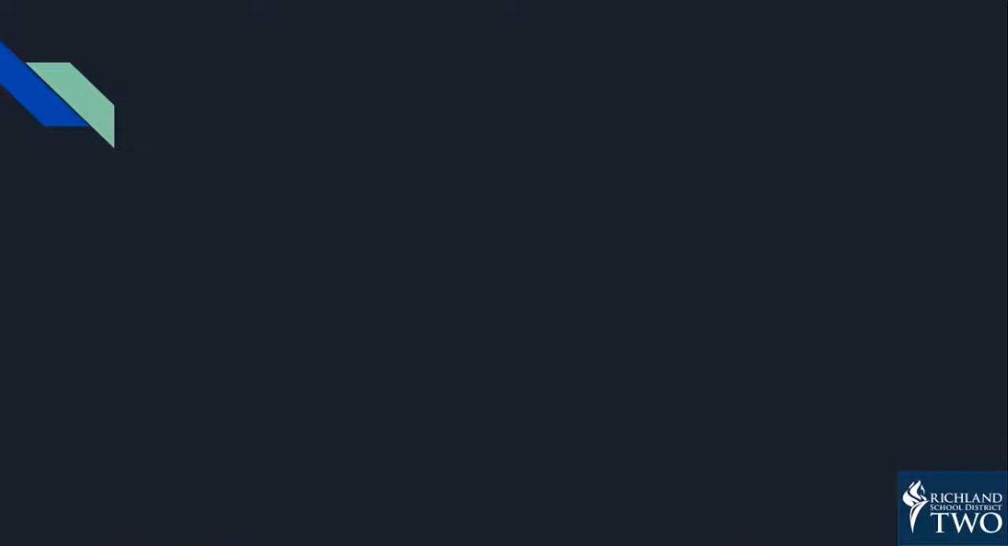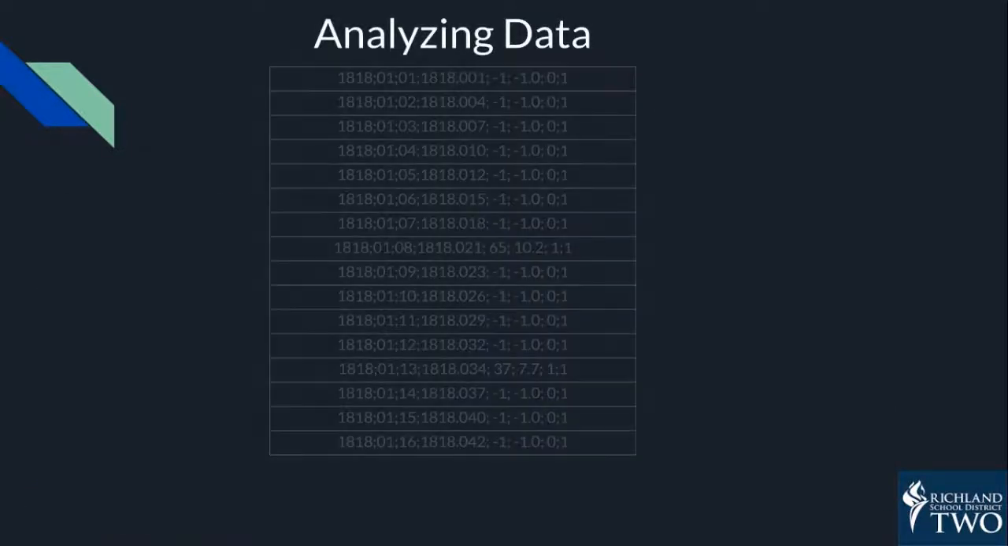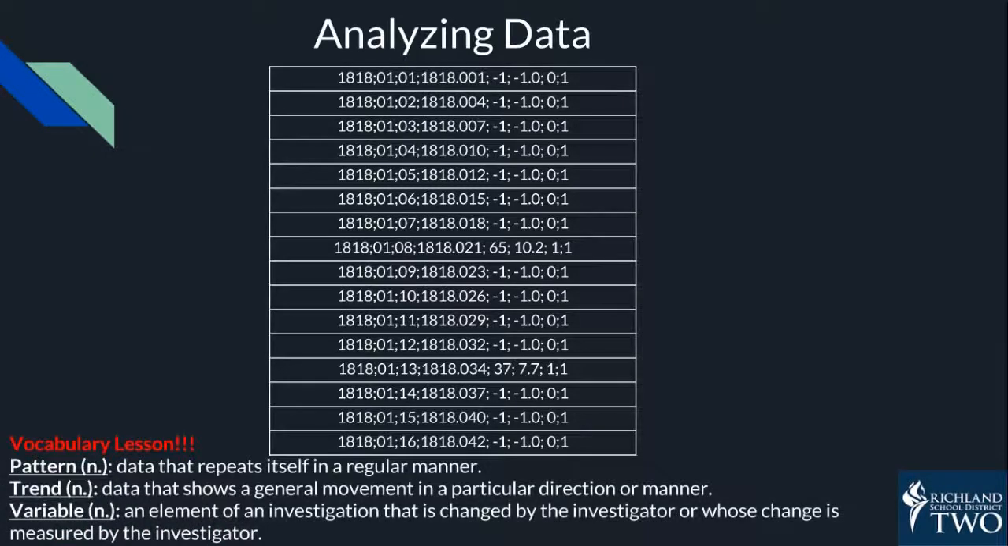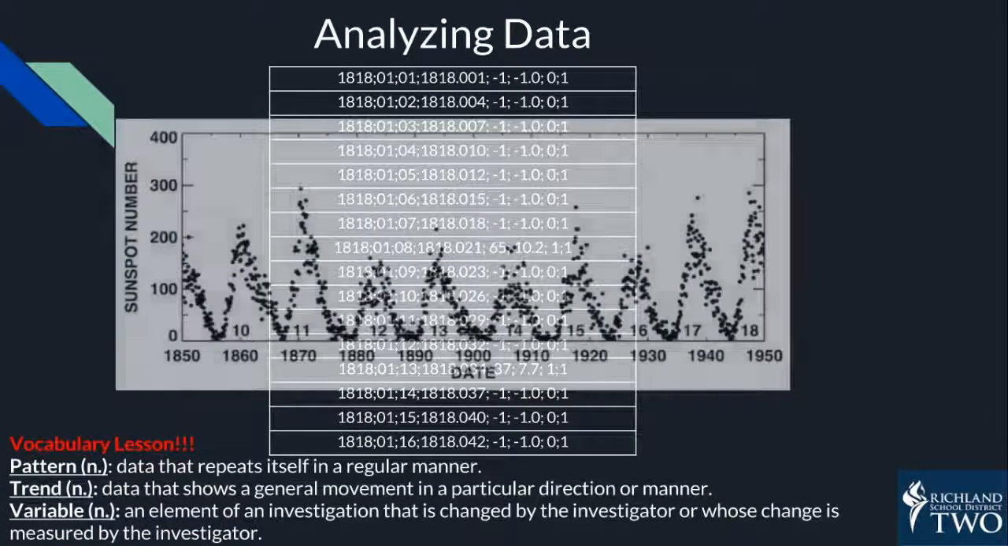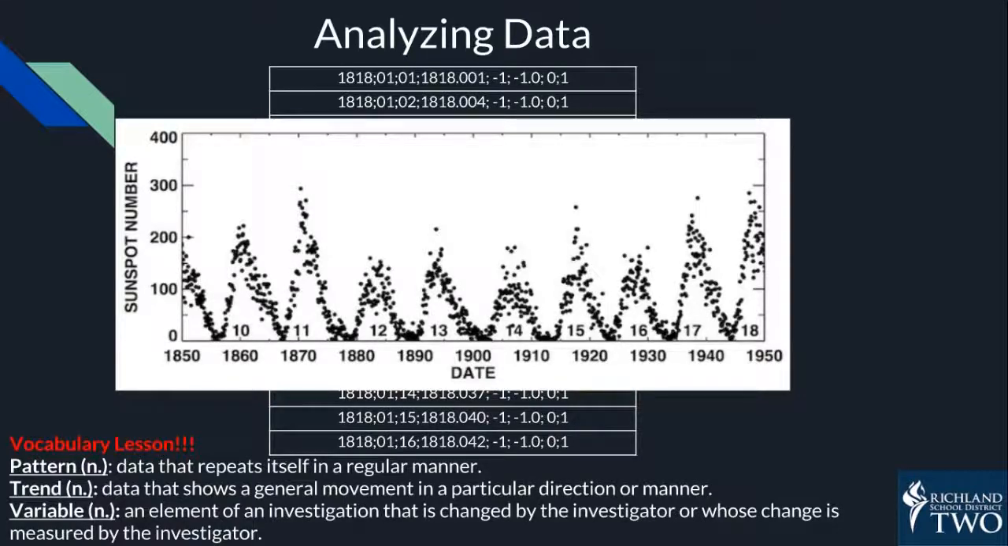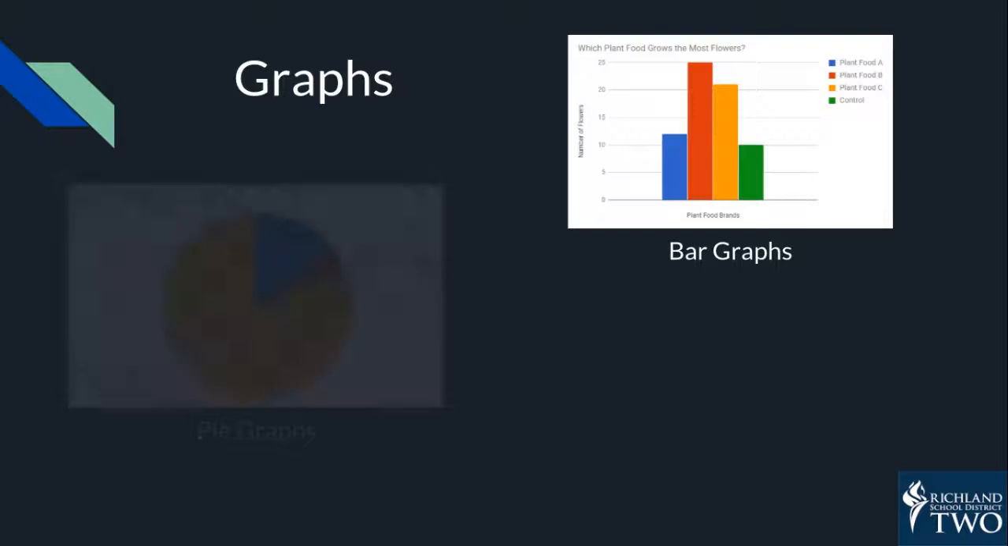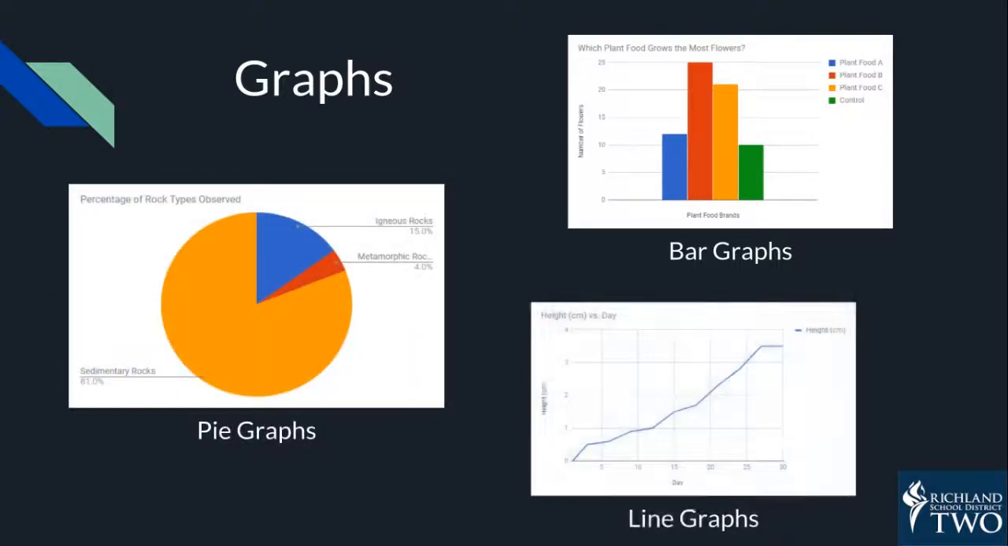There are other things you will want to do when analyzing your data. You may want to look for trends or patterns in the data. You may want to figure out the cause and effect relationship between the variables in your investigation. To do these things, you need to see what the numbers are doing. And the easiest way to do that is to turn your chart of numbers into a picture, into a graph. Different graphs are used for different things. Some of the most common graphs used by scientists are bar graphs, pie graphs, and line graphs.